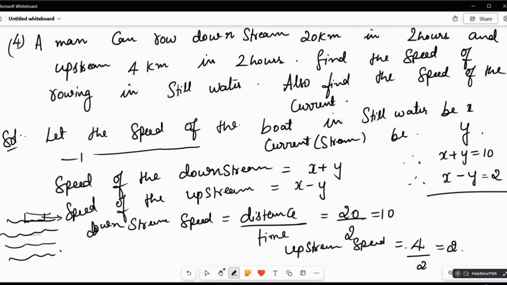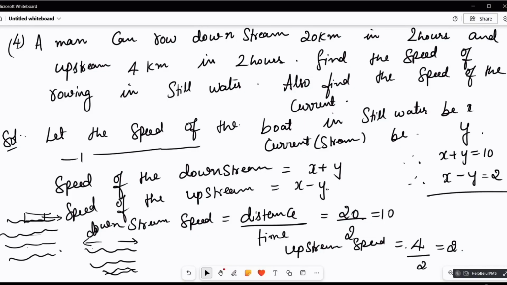Upstream means when the river or the water is moving in one direction, the boat will be moving in the other direction, in the opposite direction. At that time, we call it as upstream. There, the speed will reduce. How much it will become? The speed of the boat minus the speed of the river or the stream. So actual speed will become x minus y.